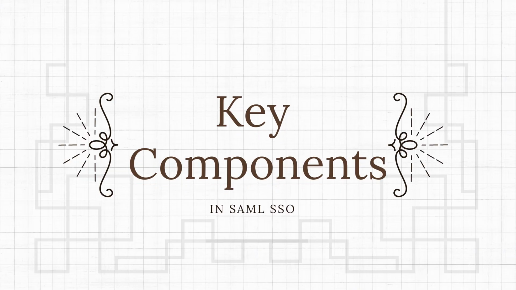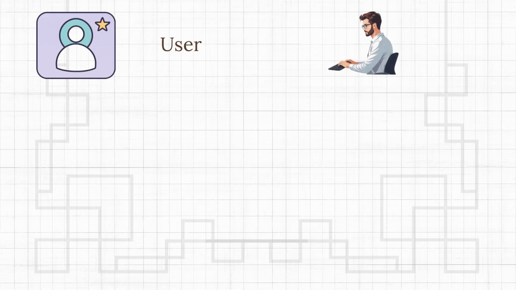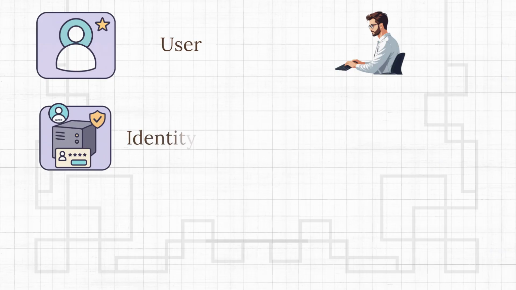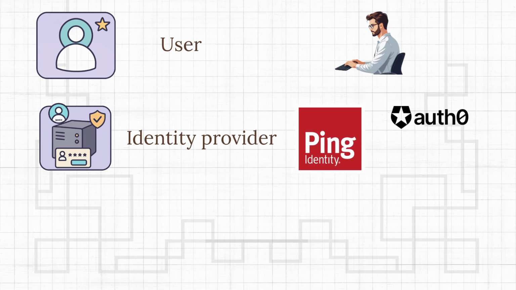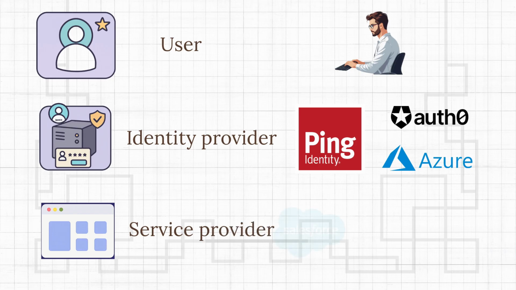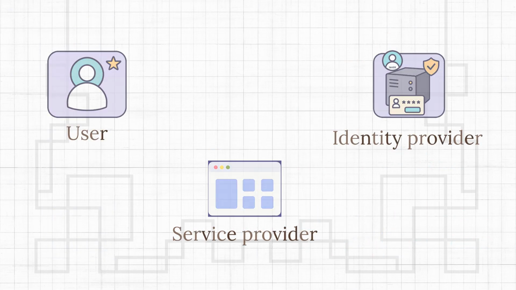Let's look at the main components involved in SAML SSO. User: that's the end user trying to access an application. Identity provider: the system that holds your identity and handles the login process. Some examples would be Ping Identity, Auth0, Azure, Okta. Service provider: the app or website you want to use. Some examples are Salesforce, ServiceNow, Snowflake. These three work together using the SAML protocol to authenticate you and allow access without you needing to log in repeatedly.